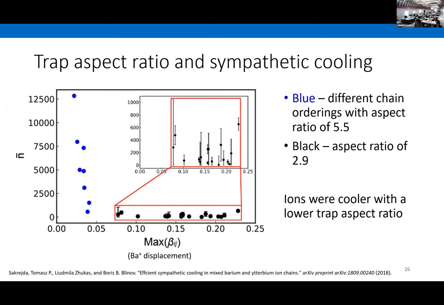So our vertical axis here is related to temperature, and the horizontal is the motion of those ions in the chain as calculated by the simulations from the previous slide. You can see that the ions were cooler with this lower trap aspect ratio, which is also where the barium ions have increased movement. There's better coupling happening. The takeaway here being that a lower trap aspect ratio leads to better sympathetic cooling of these two different species.